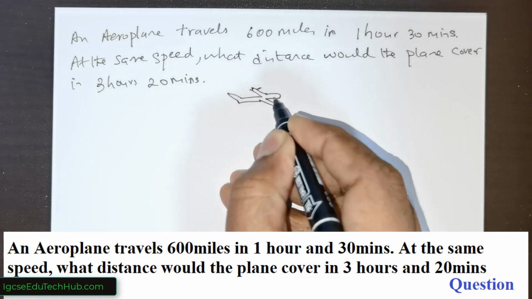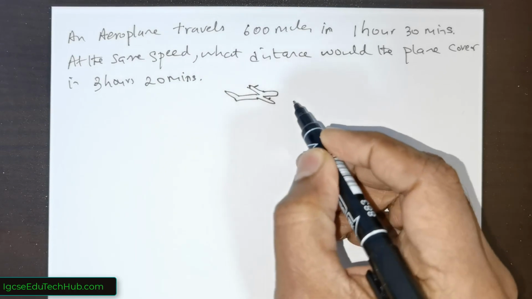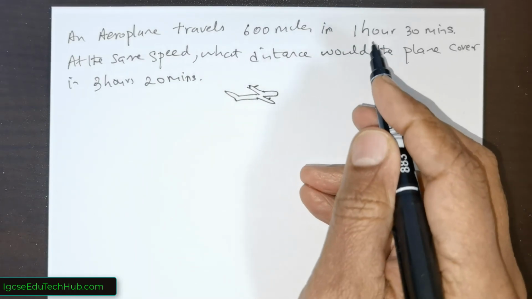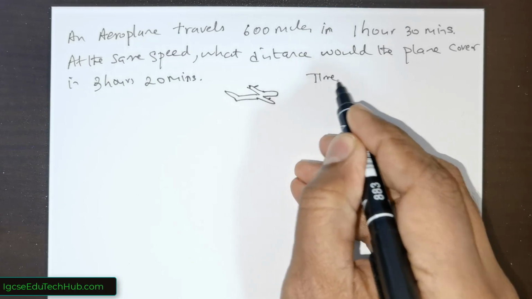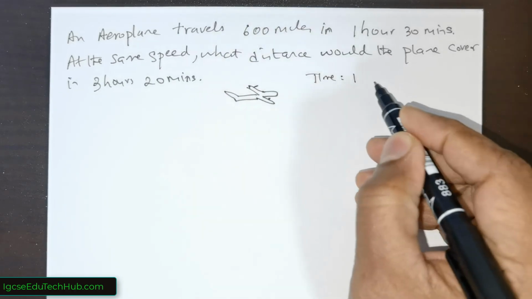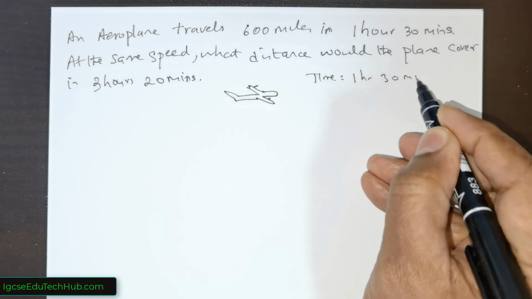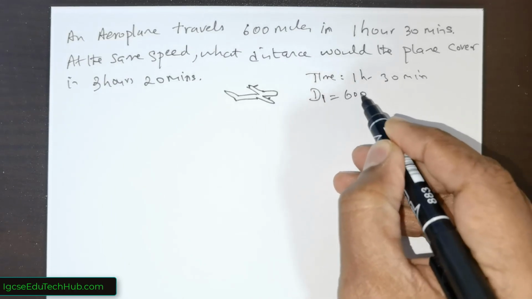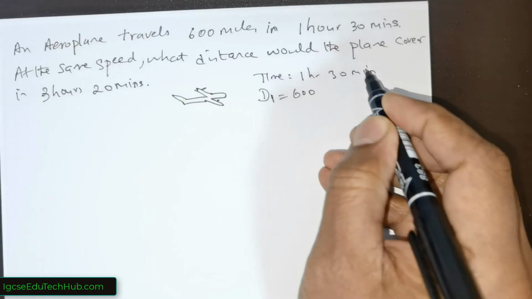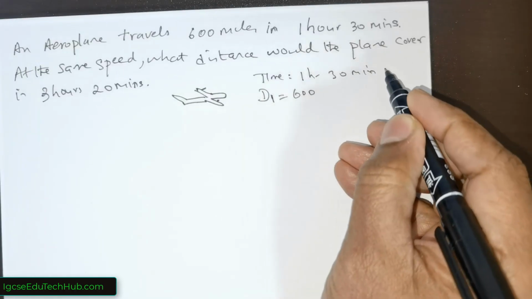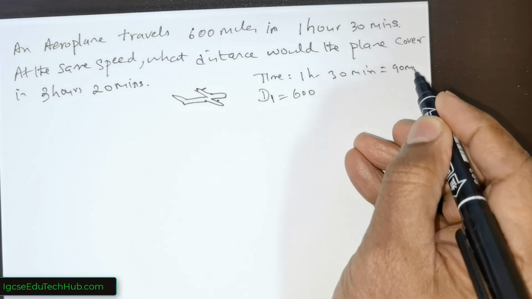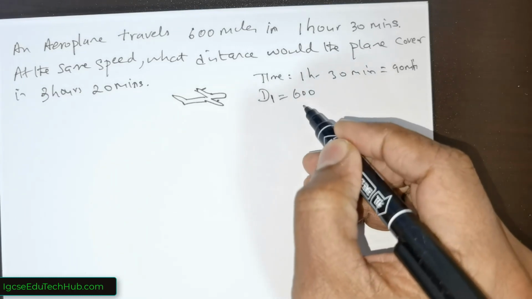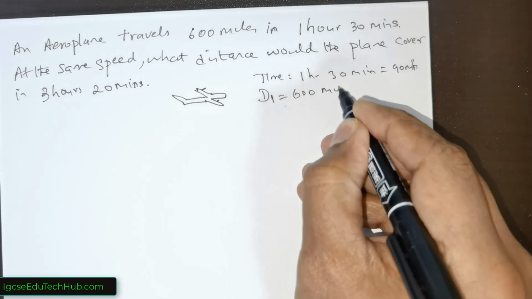Now this plane is traveling for the time of 1 hour 30 minutes, and it has covered the first distance 600 miles. So total time traveled 60 plus 30, that is equal to 90 minutes. In 90 minutes it has covered 600 miles.